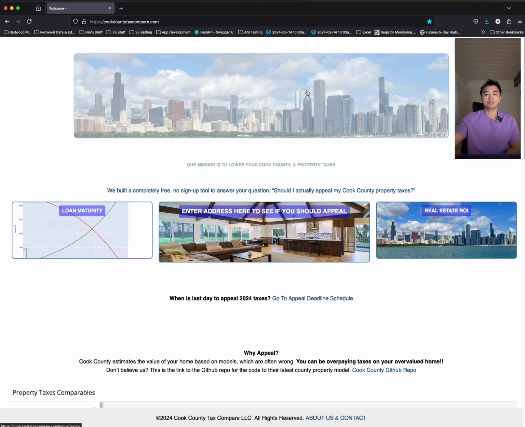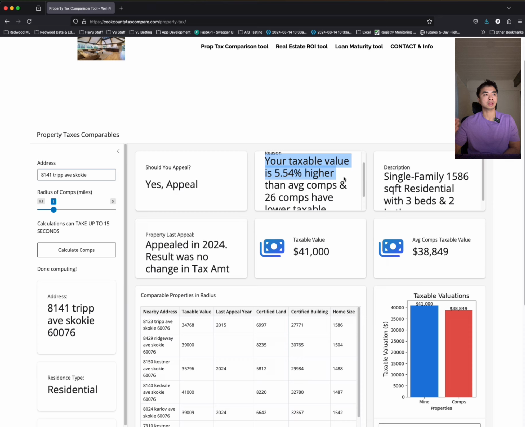And the reason is that our taxable value is 5.5% higher than the average comps. And there are 26 comps that my web app has found that compare to this property. And this is the description of the property. It is a single family, 1,600 square foot residential home with 3 beds and 2 baths.